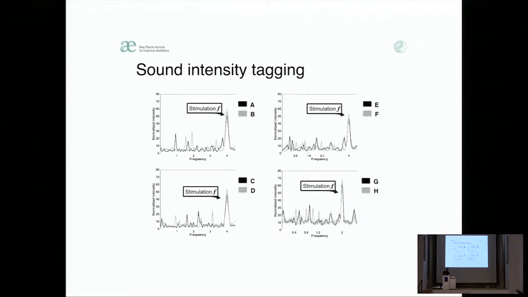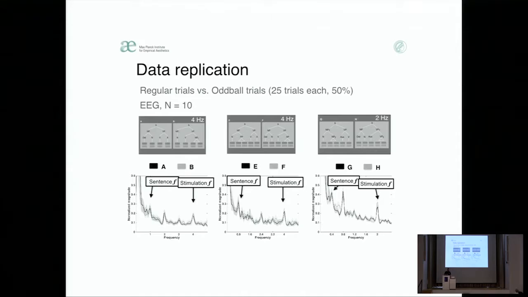Conditions E and F. If you look at the sound intensity of the stimuli that we give, you have a huge peak in the stimulation at the stimulation frequency, the word rate, but nothing else. Then we replicated this data with a slightly different proportion of regular and oddball trials, and we still have very good and consistent responses.